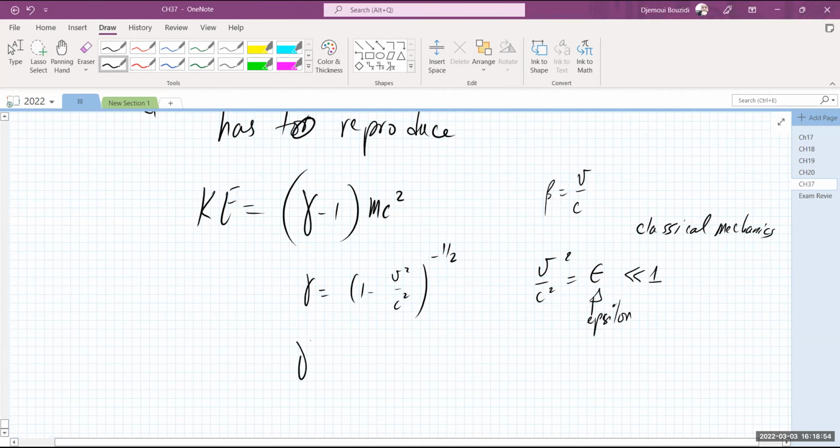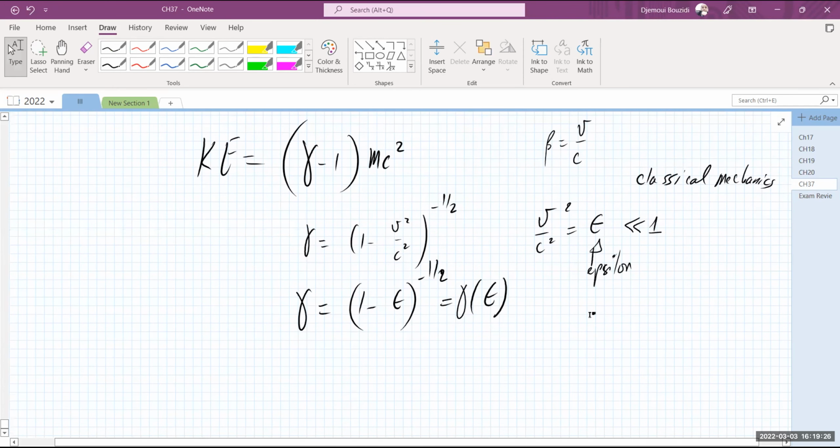So gamma is equal to 1 minus epsilon to the negative 1/2. I'm not writing beta, because if I do, I'll have to write beta squared in here, and I really don't want to take the derivative with respect to beta, where I have to take the negative 2 beta times d beta and all of that. So I'm just going to deal with this term in here. So this is a function of epsilon, which is v squared over c squared, by the way.